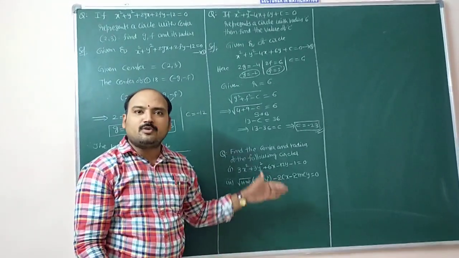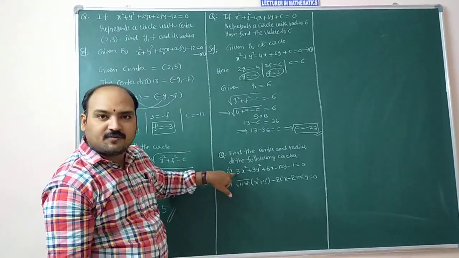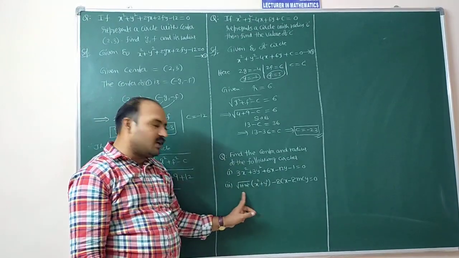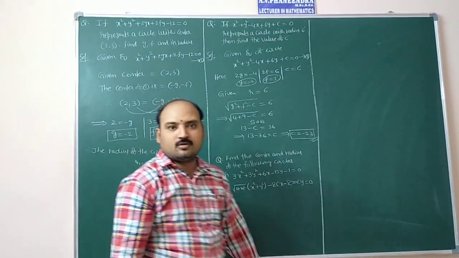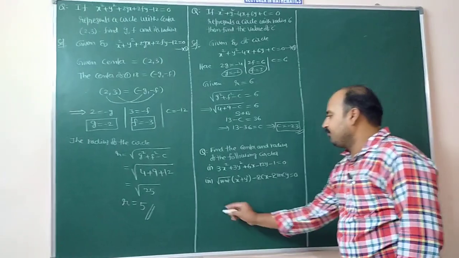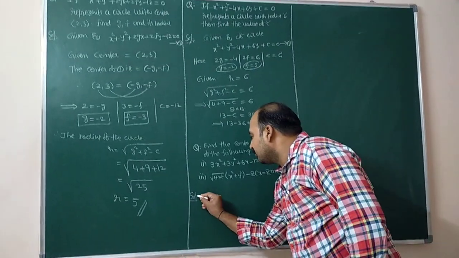So, we have to convert into general form by dividing by 3 for the first equation. For the second equation, dividing by root of 1 plus m square. So, first equation I am taking here now. Solution for the first question.